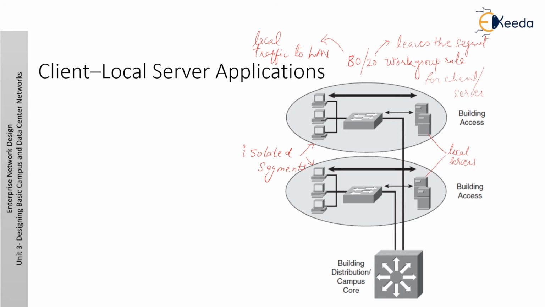Client local server application. Historically, clients and servers were attached to a network device on the same LAN segment and followed the 80-20 workgroup rule. This rule says for client server application, 80% of the traffic is local to the LAN segment and 20% leaves the segment. With increased traffic on the corporate network and relatively fixed location for users, an organization might split the network into several isolated segments.